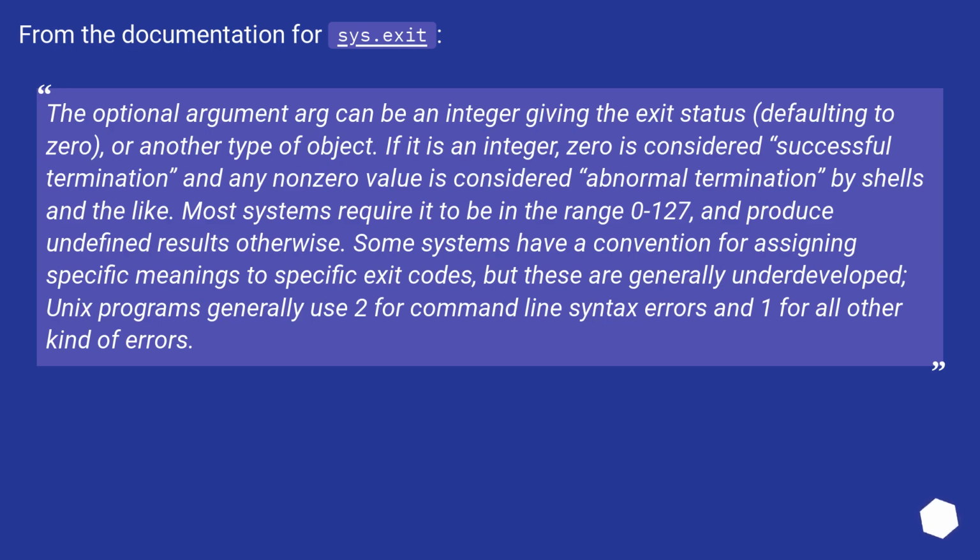Most systems require it to be in the range 0 to 127 and produce undefined results otherwise. Some systems have a convention for assigning specific meanings to specific exit codes, but these are generally underdeveloped. Unix programs generally use 2 for command line syntax errors and 1 for all other kinds of errors.